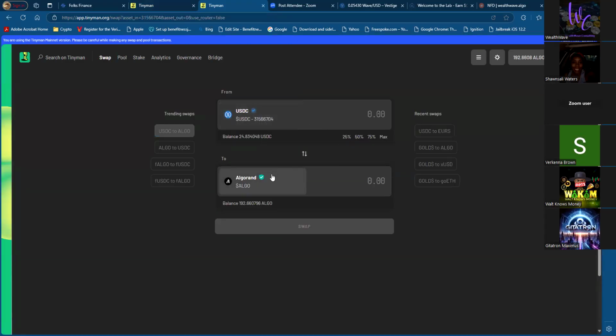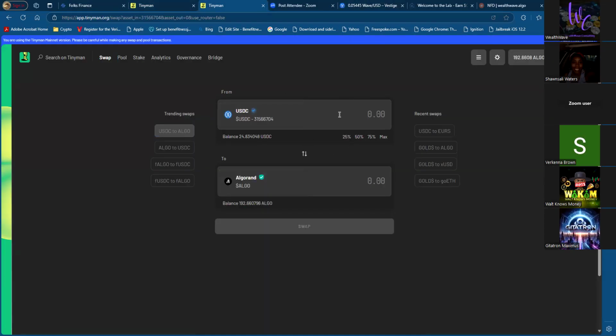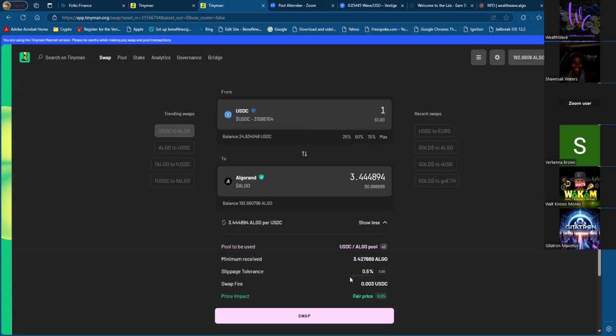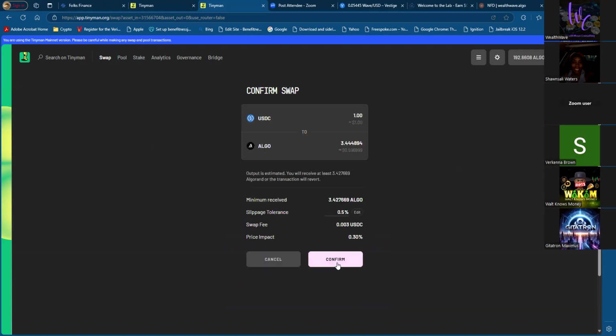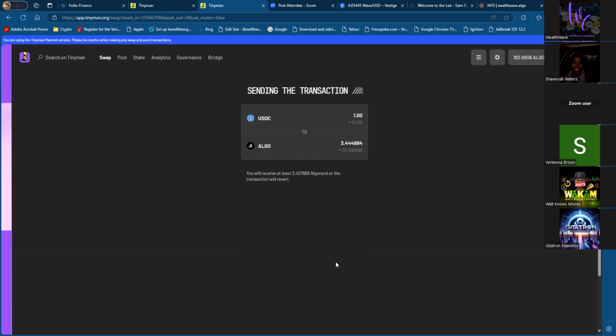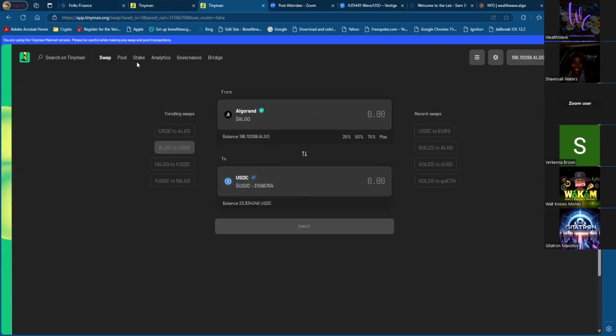If you wanted to trade USDC for algo, you could go to the swap on Tinyman or Vestige. You can swap on Vestige too, but we'll just keep it on Tinyman for now. If you wanted to swap $1 of USDC for algo, you would just put the dollar in, it'll convert it and tell you how much algo you get. Then it'll tell you whether it's going to have a small or big impact, if it's an expensive price impact. You would just hit swap and confirm it. Every transaction has to be confirmed from your wallet. And then it's just going to swap the USDC for the algo.